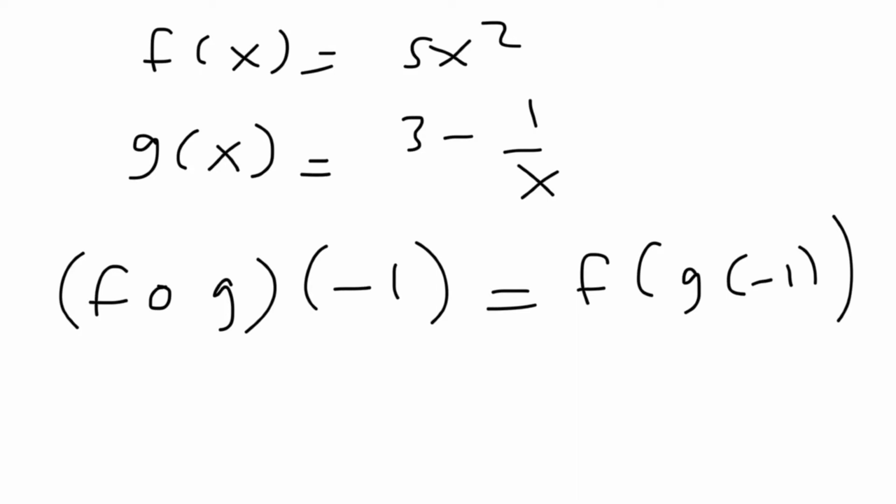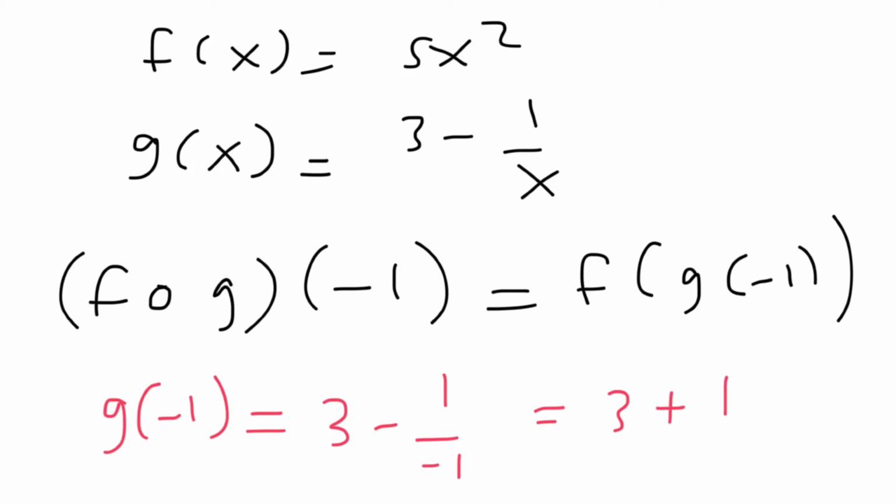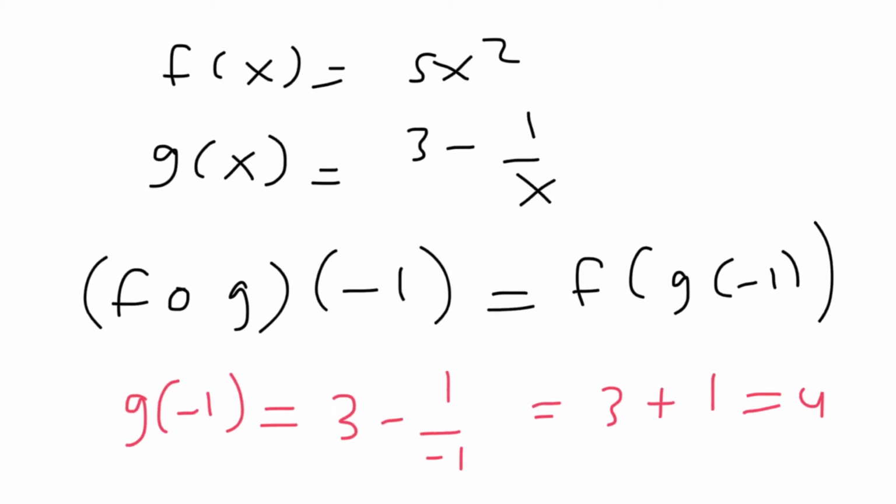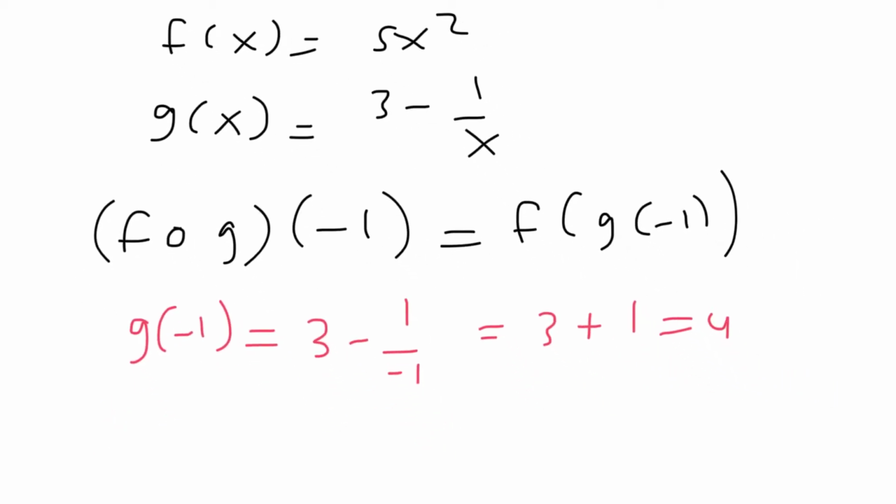So what is g of minus 1 anyway? Just substitute: 3 minus 1 over minus 1, which is 3 plus 1. So that's 4. You take this 4 and put it in the f. So f of 4 now, because this became 4.